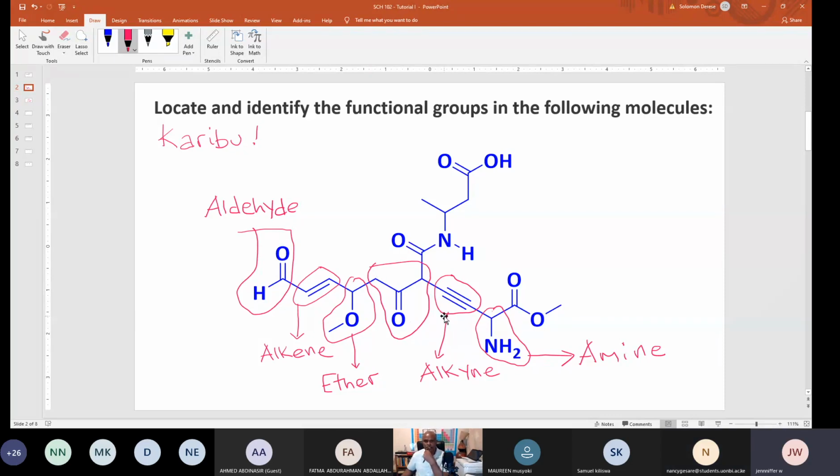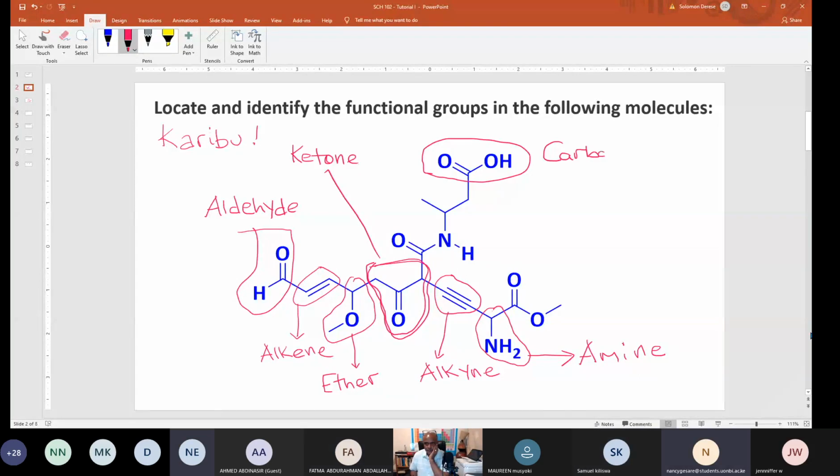Okay. What do you call this one? Ketone. Because we have a carbon oxygen double bond and on both sides, we have a carbon, this one is a ketone. Okay. And then when you look at this one, we have a carbon oxygen double bond attached to an OH. This one is a carboxylic acid.